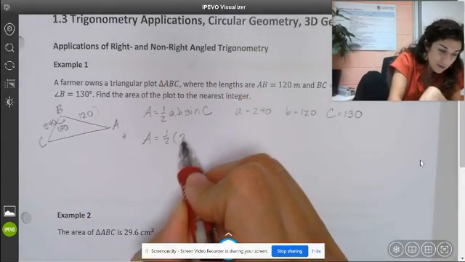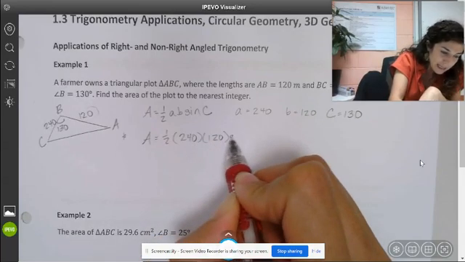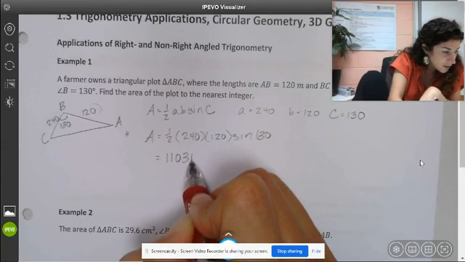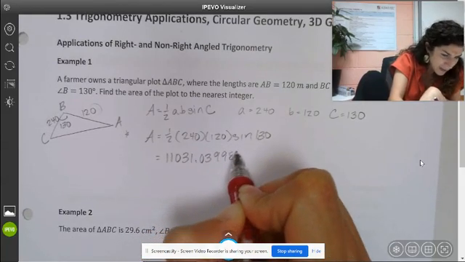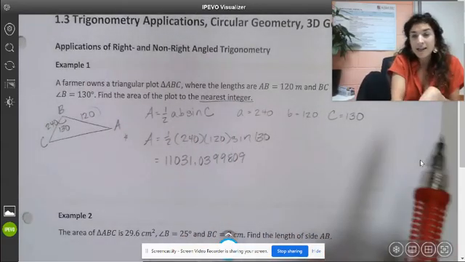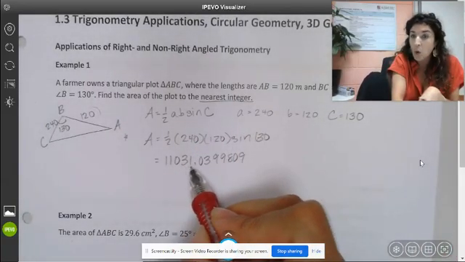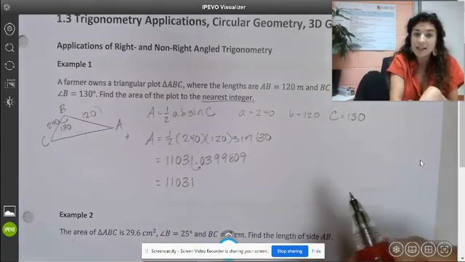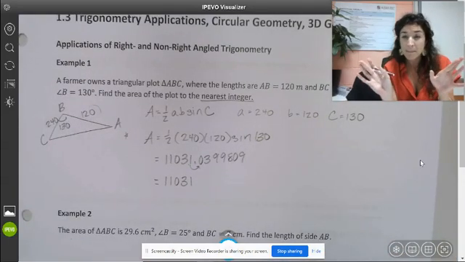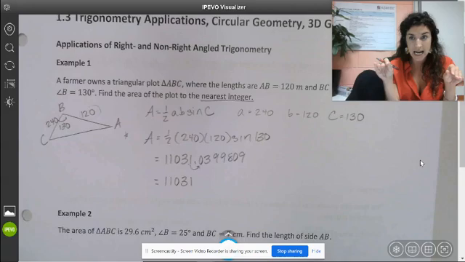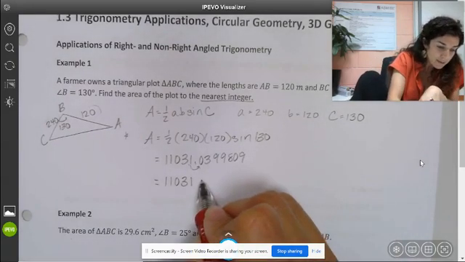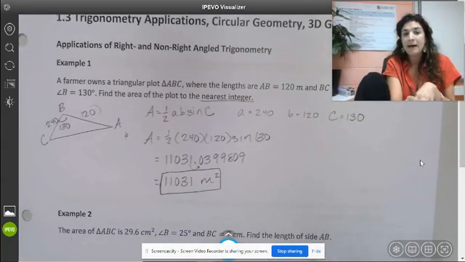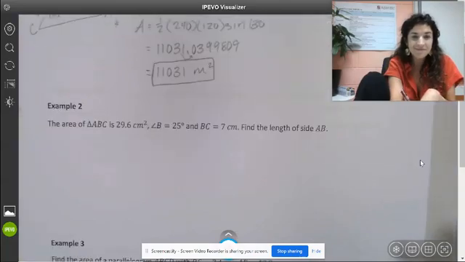Hopefully what you did is plug in 240, 120, and then sine of 130. The answer you get should be 11031.0399809. It says to the nearest integer, which means you should round to the nearest whole number. So we do 11031 because the number after it is a 0, which means I round down, which is really a misnomer. It should just mean round to the staying of that spot. Meters squared, because it's always good to include units. It's just safer that way. And there you go. You're done.